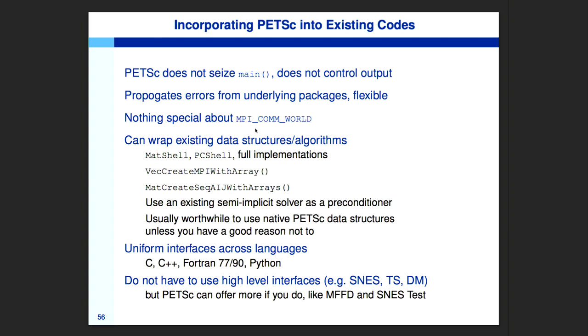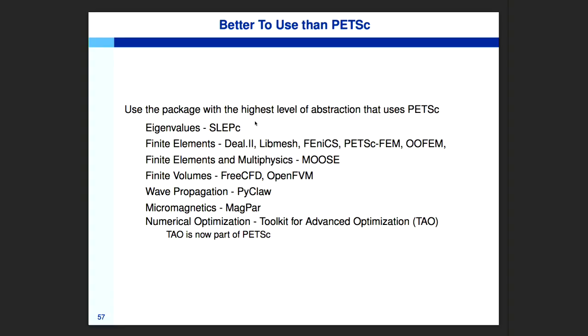PETSc provides a uniform interface across multiple languages, and again, you have a choice about the level of abstraction that you use when you're interfacing to the software. Higher is generally better from our perspective. So along that vein, it's great to take advantage of other software packages out there that already provide higher levels of abstraction. And here's a list of some functionality provided by external software teams that can leverage PETSc.